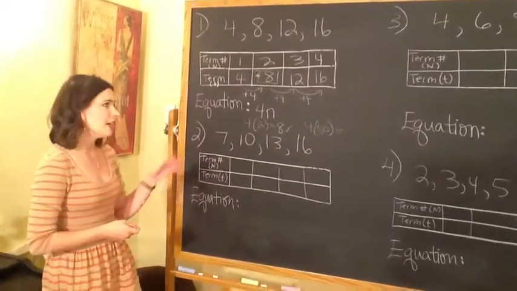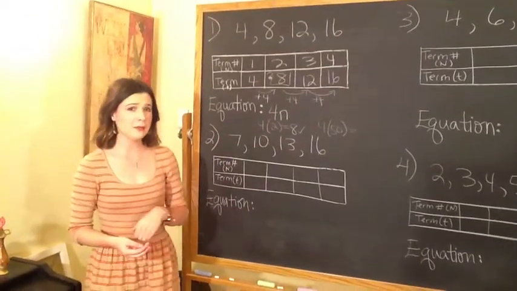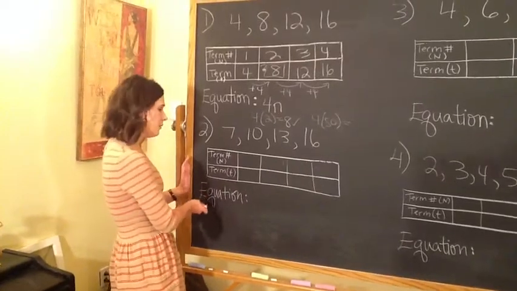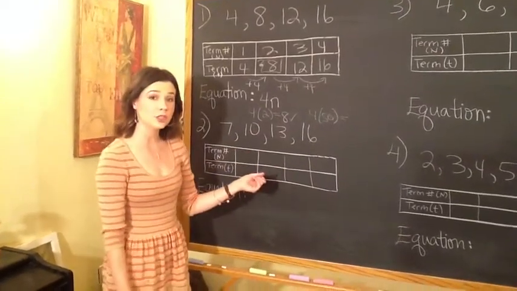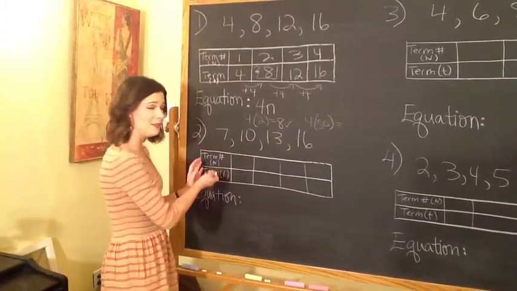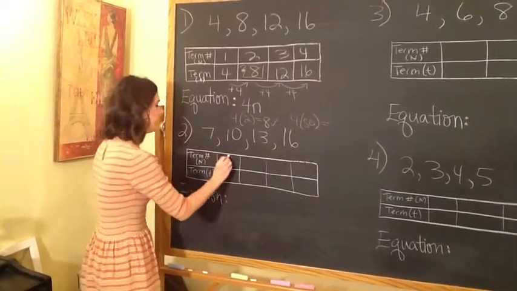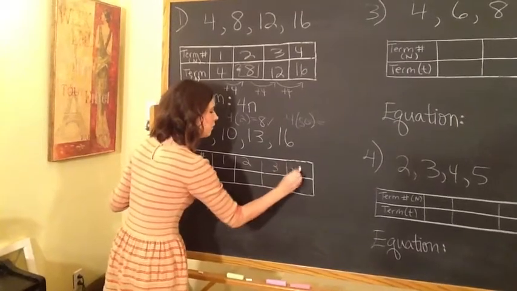All right, let's go ahead and look at another example. One that has maybe another step added onto it. So we are making our chart. The first part is the term number. So this is n up here. So we have 1, 2, 3, 4 terms listed.